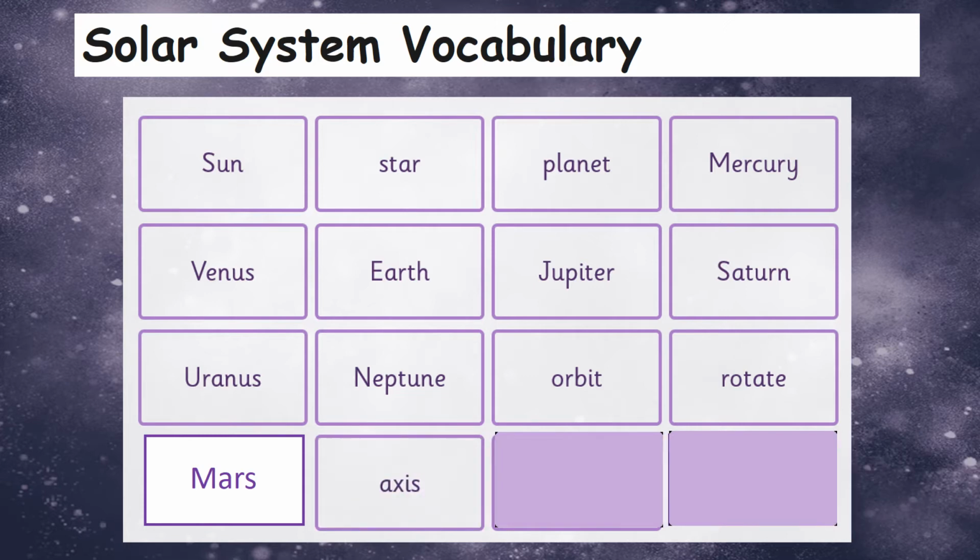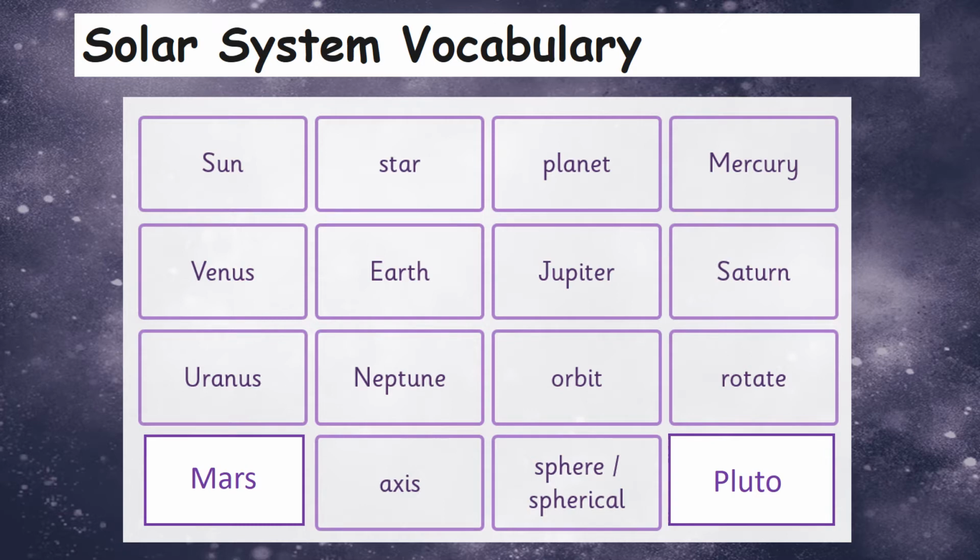Axis. Well done if you got this word. Don't worry if you didn't. Axis is what our planets spin on as they rotate and orbit around the sun. We'll talk about that a little bit more in the future. Sphere or spherical. This is the shape of the planets. They are round, almost like a football shape. So they are spheres, or spherical. Well done if you got the shape of the planets.